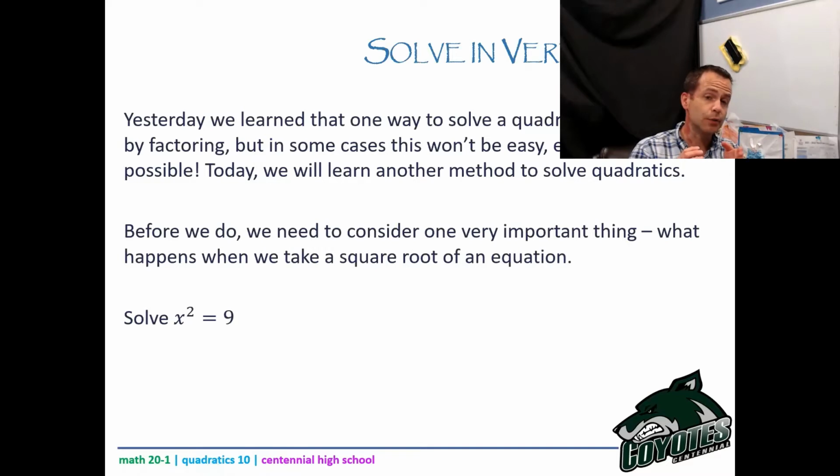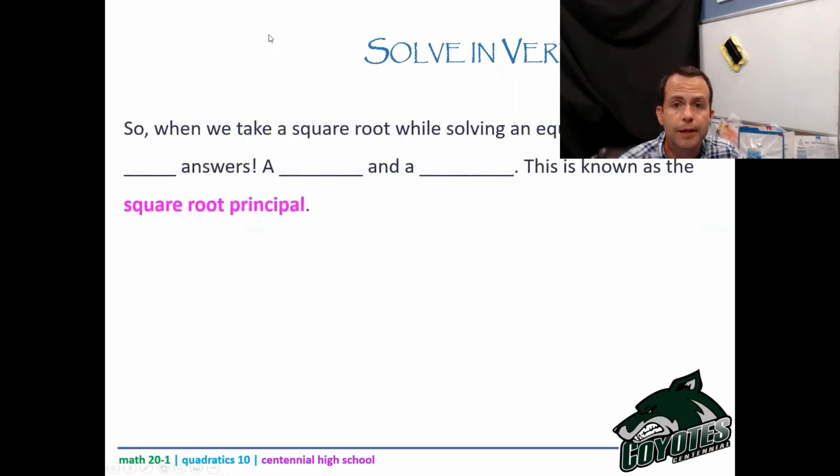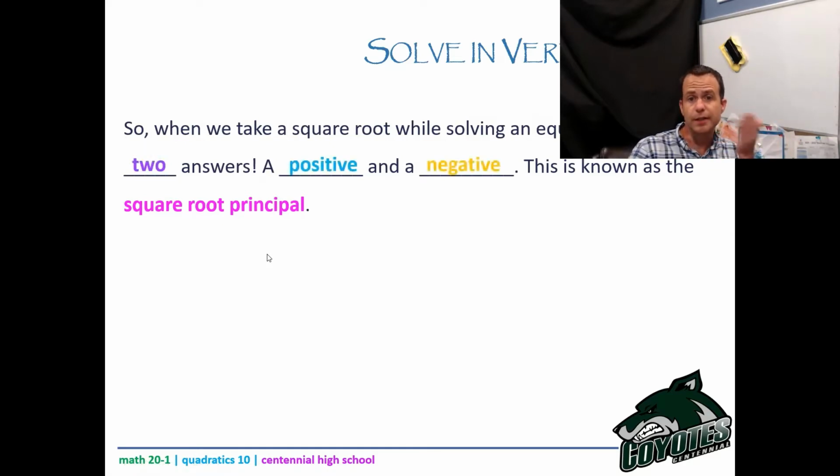So x squared equals 9. We're looking for a value for x that would, when I square it, equal 9. There are two possible values. That would be positive 3 or negative 3, okay? So big take-home message before we dive into anything: when you are taking a square root, it could be positive or negative. So you're always looking to have that plus or minus sign, okay? All right, so when we take a square root while solving an equation, we have two answers. We could have a positive version or a negative version, and this is known as the square root principle, okay?